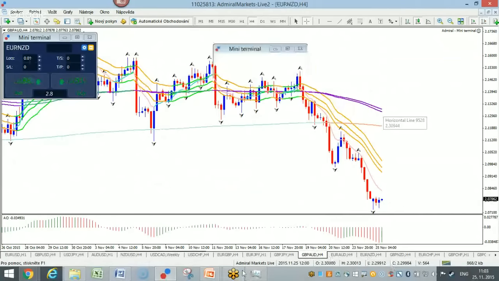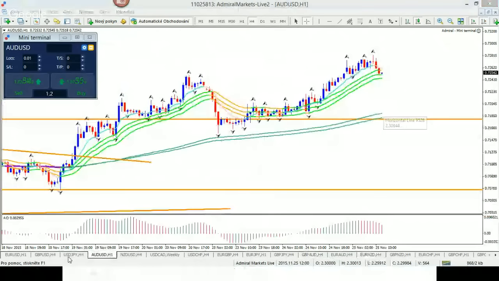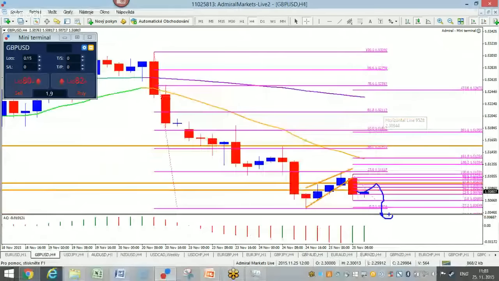Aussie looks good for a bounce or break, pullback, bounce, same like the Kiwi. And pound USD looks to be set for a small pullback and continue. That's my 2 cents on these particular pairs at least. And well, let's see how that goes.